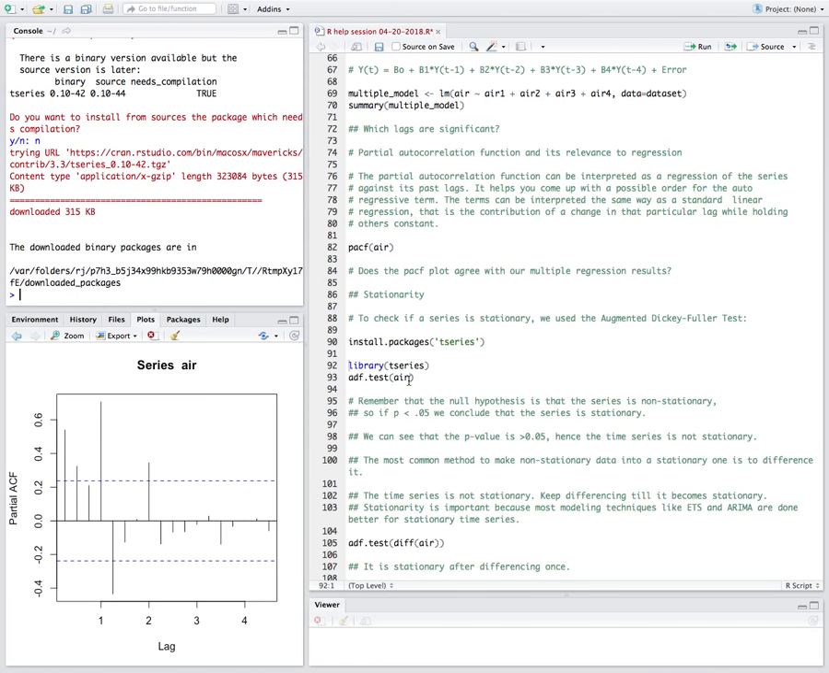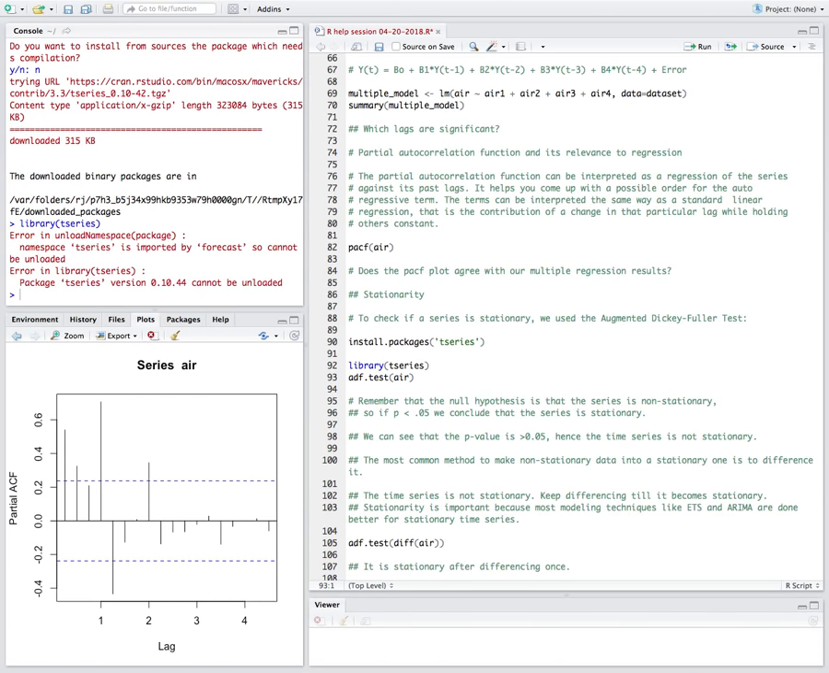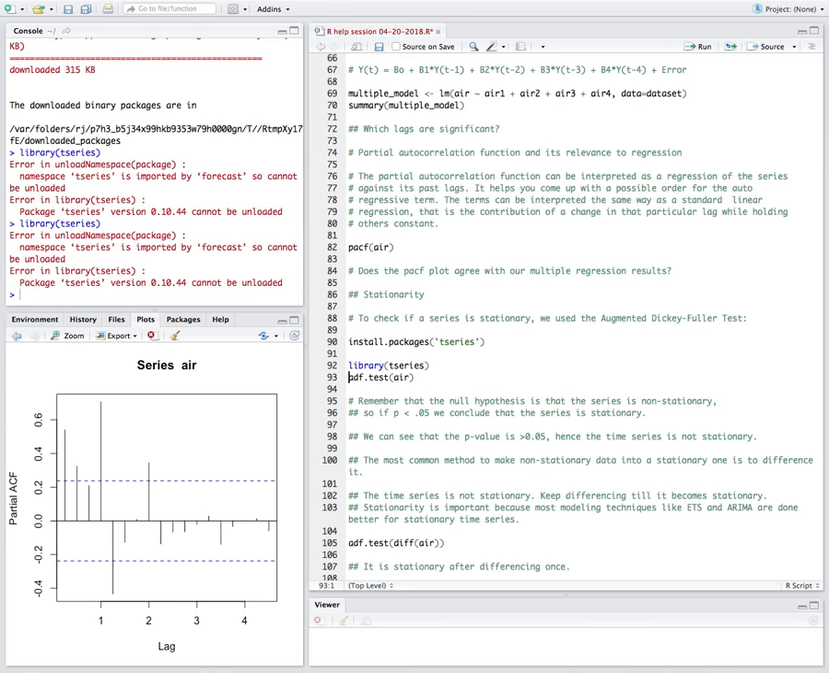But yes, it just takes longer. Okay, so there seems to be a problem again loading it.